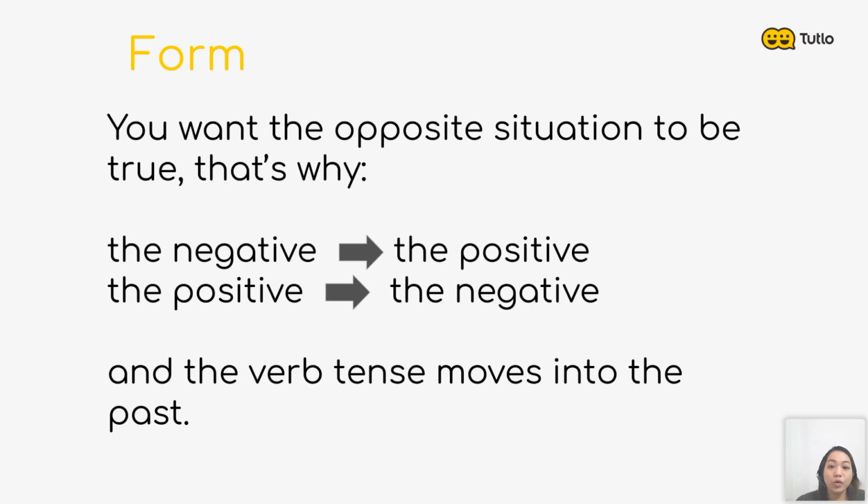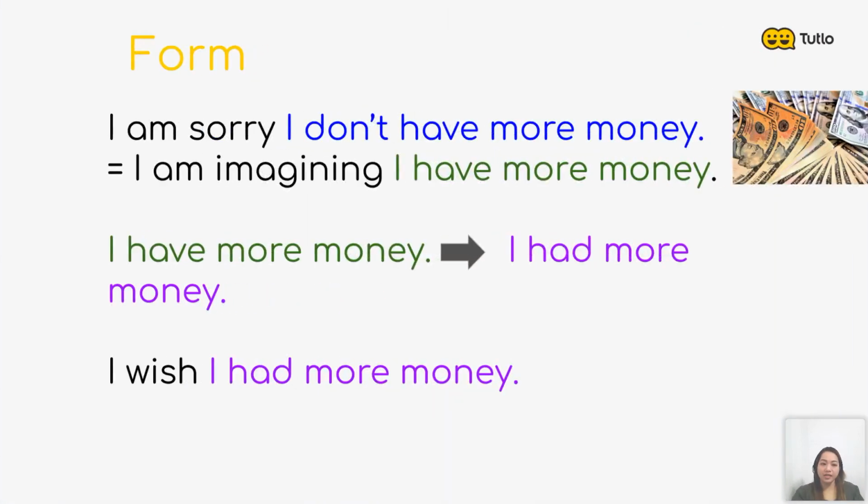When we wish, normally it is a regret, and we want the opposite situation to be true. For example, let's dig deeper into the structure or the form of wish. Let's say you want to say, I am sorry, I don't have more money. Because of that, you are trying to imagine that you have more money now, since you don't have. So you would say, I had more money, and then you include the phrase: I wish I had more money. Remember, the form will be in the past.